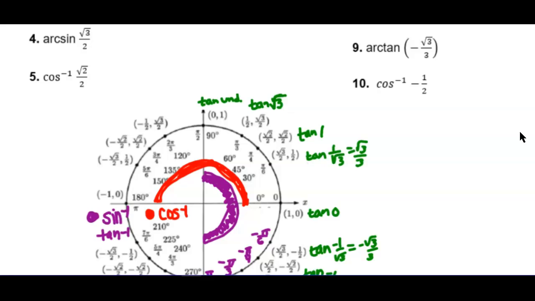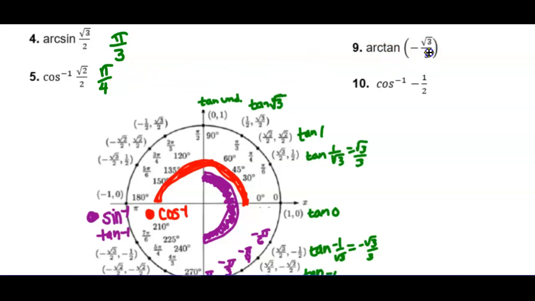All right, we have a few more here. Where is the sine square root of 3 over 2? Positive, that would happen right here, which is at pi over 3. Where is the cosine square root of 2 over 2? That is happening here at pi over 4.